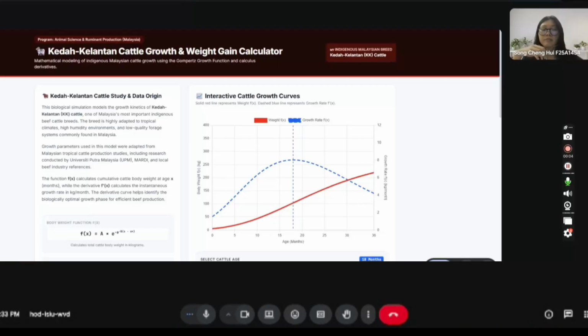Okay, hi everyone. My name is Song Cheng Hui, and I'm from course SFASFH. Today, I'm going to present a bioscience problem which is related to the Kedah-Kelantan cattle. So this is my GitHub website. It shows the Kedah-Kelantan cattle growth derivative analysis.